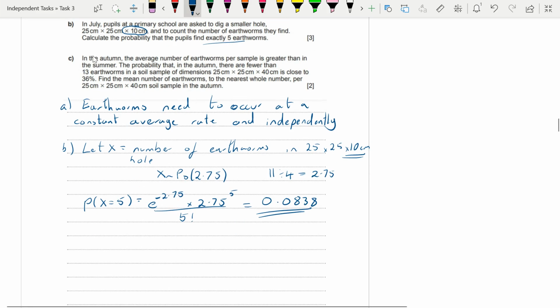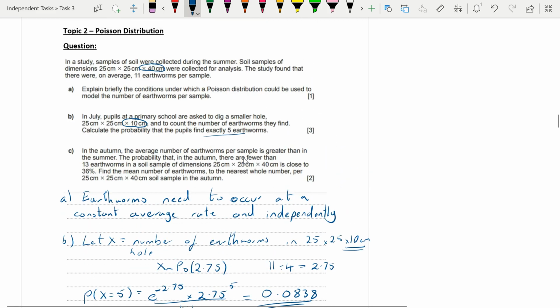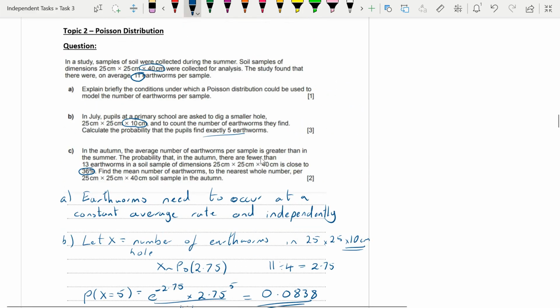Right, so for part C, this is the hard one. We've got that in the autumn, the average number of earthworms per sample is greater than in the summer. This sample was for the summer. I'm now looking at the autumn and they're saying it should be bigger than that, so my lambda should be bigger than 11. The probability that in the autumn there are fewer than 13 earthworms in soil of dimensions 25, 25, and 40, which is the same as above, is close to 36%. So it's not necessarily exactly 36%, but it's close to it. Find the mean number of earthworms, that's find lambda, to the nearest whole number per 25, 25, and 40 soil in the autumn. So they've told me that the probability of it being fewer than 13.